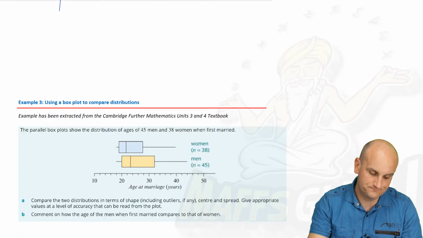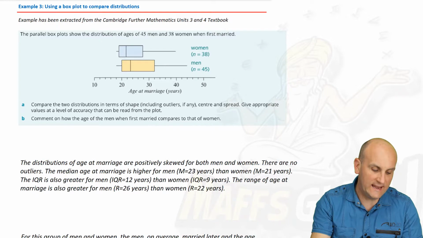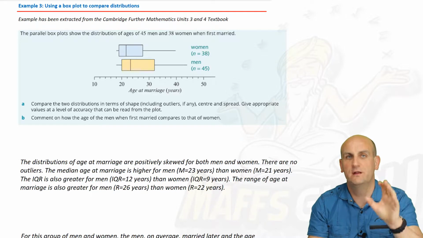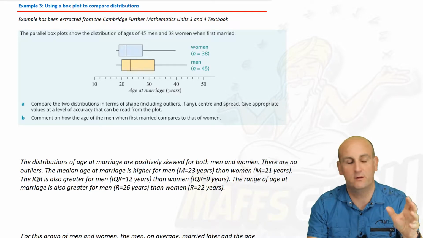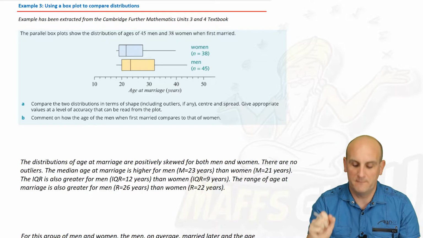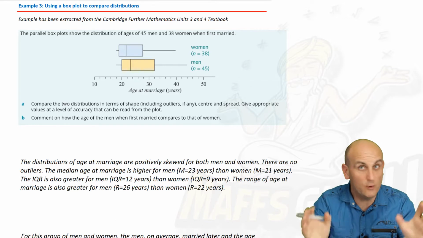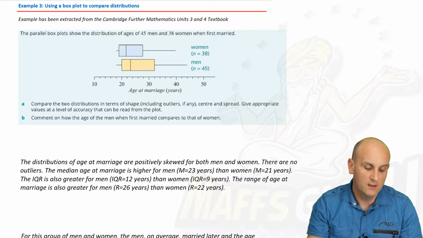Third example. All right, again, this parallel box plot. So now we've got 2 box plots. Previously, we were talking about just describing information for one box plot. That's fine, that's not a problem. But in many cases in further maths, you've got to then explain or compare 2 of them. No different, same idea. So there we go.